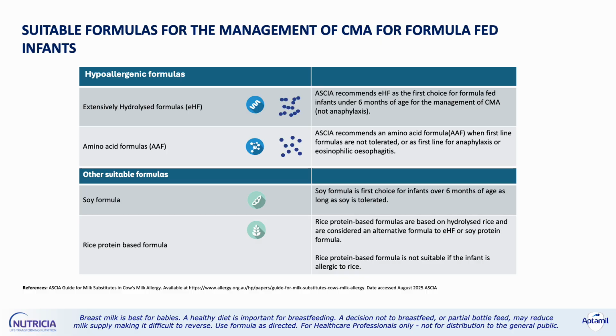Extensively hydrolysed formulas are recommended as first line for formula-fed infants under 6 months of age without anaphylaxis. Amino acid formulas are recommended for formula-fed infants with severe cow's milk allergy, anaphylaxis, eosinophilic esophagitis, or for those infants when the symptoms persist despite an adequate trial of the first-line options, such as the extensively hydrolysed formulas.